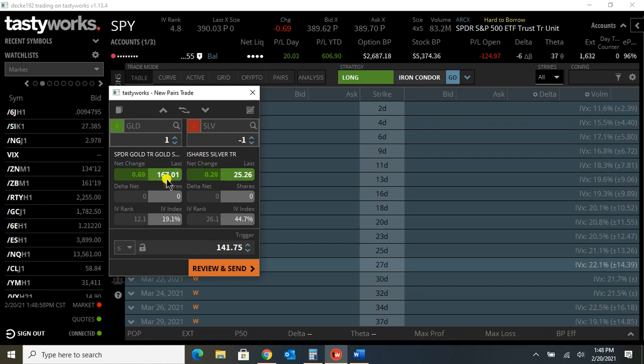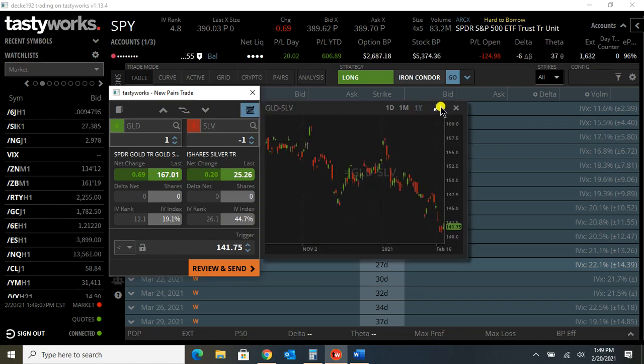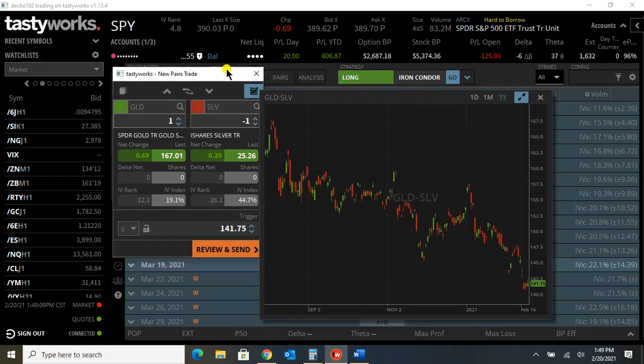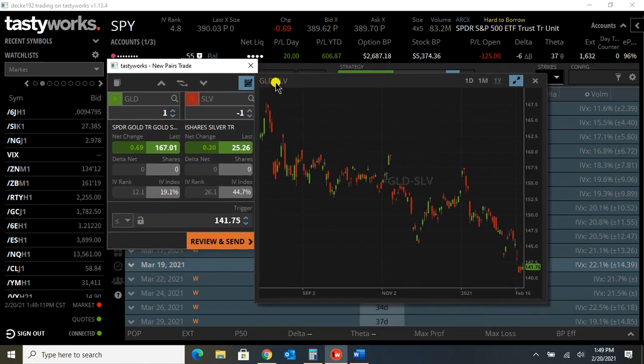You can see the prices here. Gold is 167 and SLV is 25.26. If you click this chart tab up here, it'll pop up as a chart, and this is gold minus silver. You can see that this is a downtrend, so that means that gold has been underperforming silver.